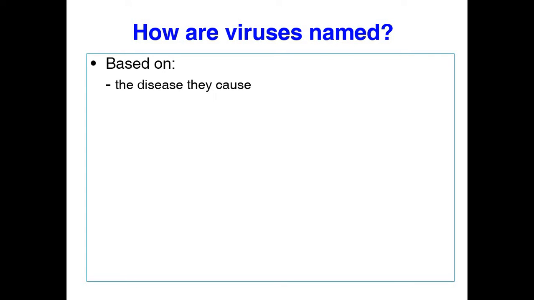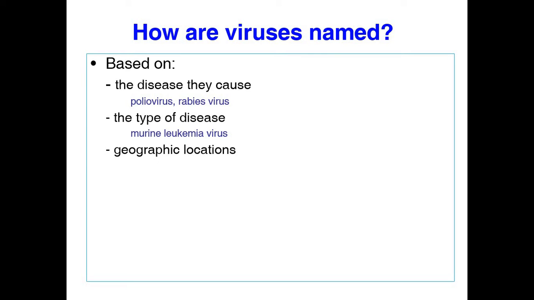How are viruses named? Some are named based on the disease they cause, like poliovirus, which weakened its host, so it is called polio. As well as rabies virus, named for the type of disease it causes, and murine leukemia virus, which causes leukemia of the blood cells. Others are named for geographical locations, meaning where they were discovered, like Sendai virus, and Coxsackie virus, which was discovered in the Coxsackie region.